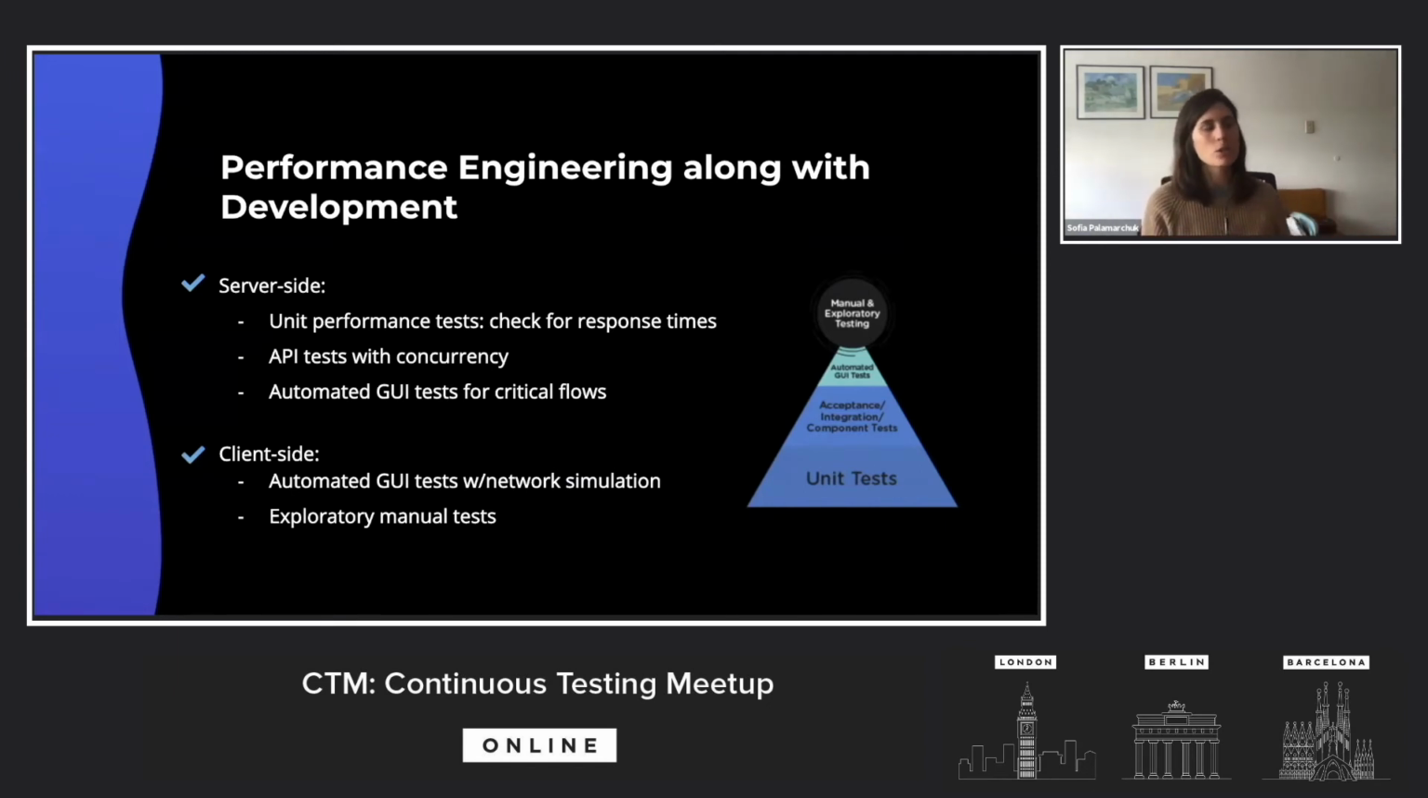And of course, this is all according to who your audience is, who your users are, what type of devices they're using, what type of network they're connecting with, and then being able to simulate that on a test environment.